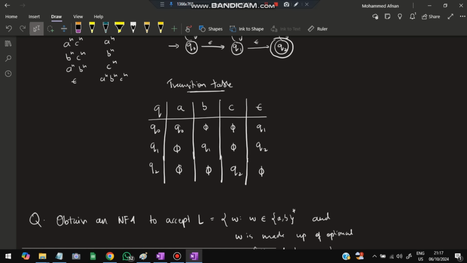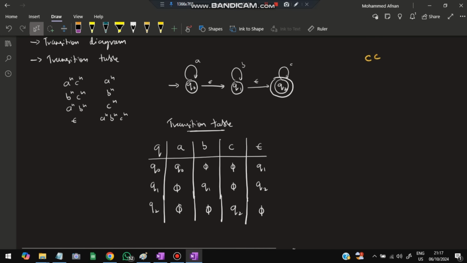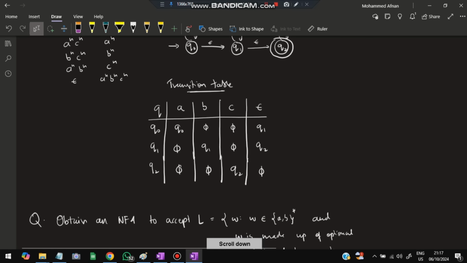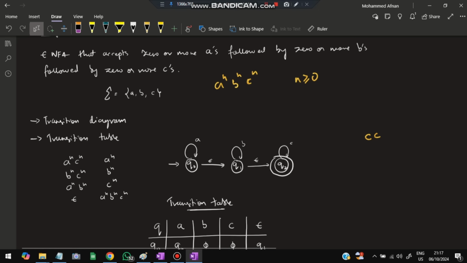So this is a transition table. Q0, Q1, Q2 will be writing here. A, B, C and epsilon. So Q0 to A, where we are reaching? Q0 to A, Q0 only we are reaching. Q0 with B, where we are reaching? We have not defined it, so it will be null here. Q0 to C, not defined, null here. So it's not required to define in NFA, so we are not defining here. Q0 with epsilon, where we are going? Q0 with epsilon, Q1. Like that we'll be defining for all of them. So this is a transition table. So this is how you work with the epsilon transitions.